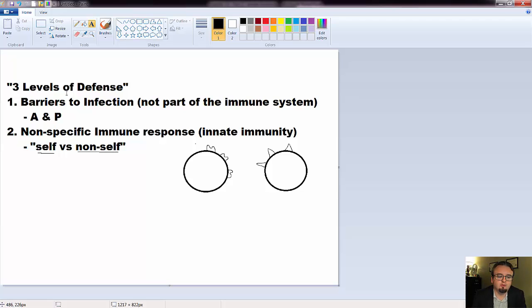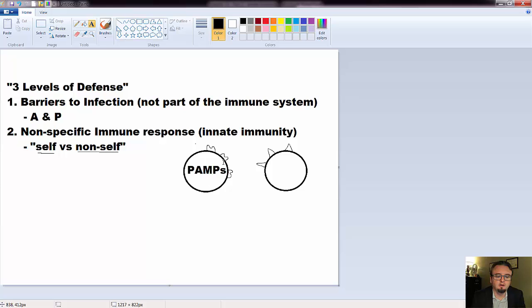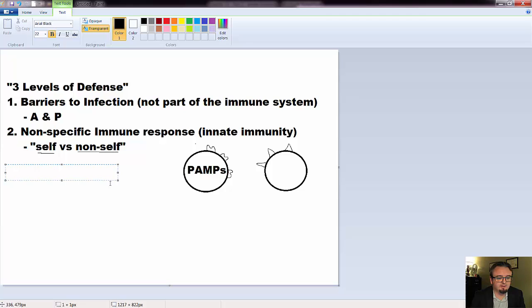And so we'll talk about it a little bit more. Here's an example, a heads up, of what is often considered non-self, referred to as PAMPs. And these are facial or cell characteristics that are found in certain types of pathogens. So they're often a very immediate type of receptor that triggers an immediate response by the immune system. Okay, so that's the second level.